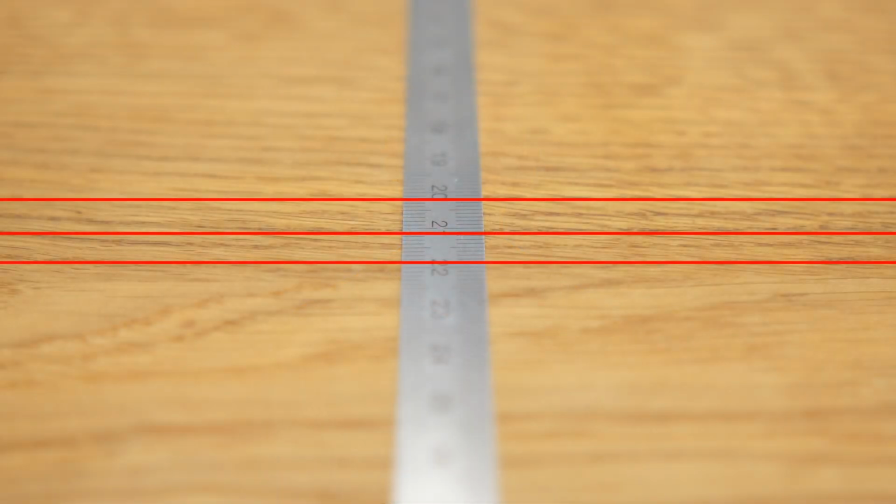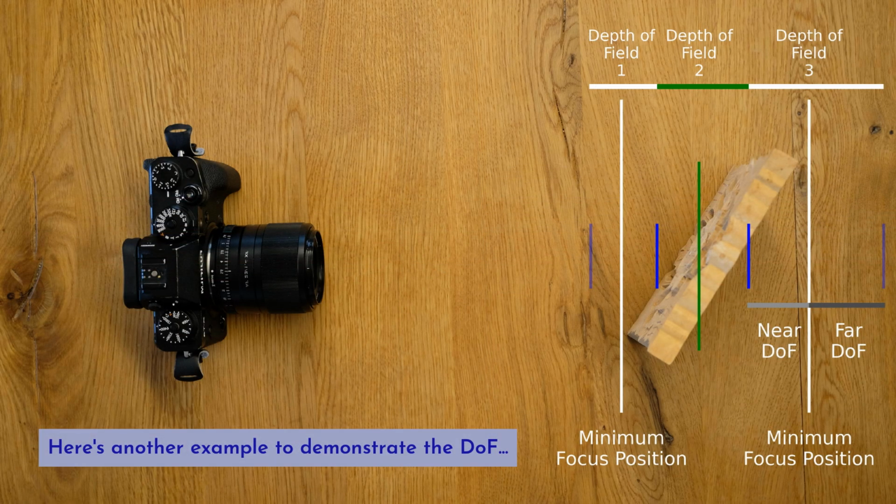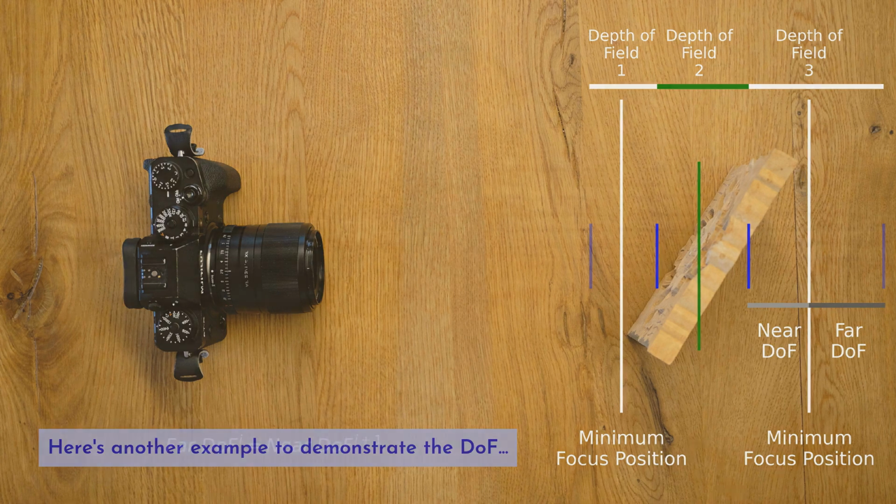The depth of field can also be split into the near depth of field and the far depth of field. The near depth of field contains all points that are closer to the camera than the focus distance, and the far depth of field contains all points that are further away from it. And the far depth of field is generally larger than the near depth of field. There are some formulas which we can use to estimate the depth of field, and I'll put a link to them into the video description.